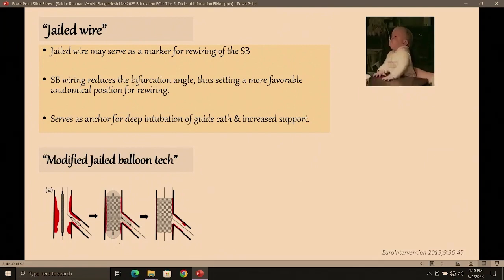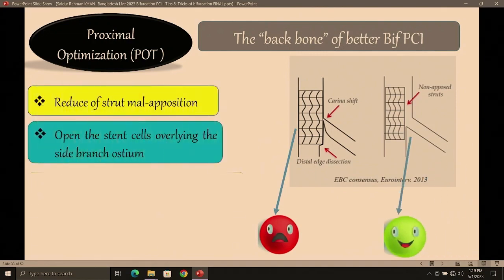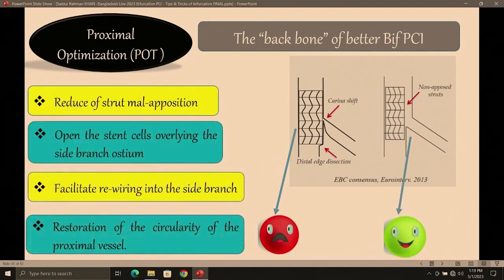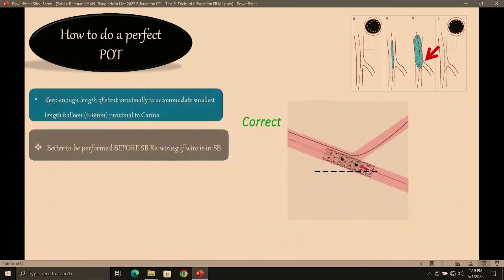Don't pull the wire, so far that is the consensus, don't pull the wire before POT. After POT, pull the jailed wire, because that helps you a lot. And the modified gel balloon technique is also very popular in this part, but not in that part of the world. And POT already has been told, that you have to put the balloon just proximal to the carina, and that is the thing to make a perfect POT.